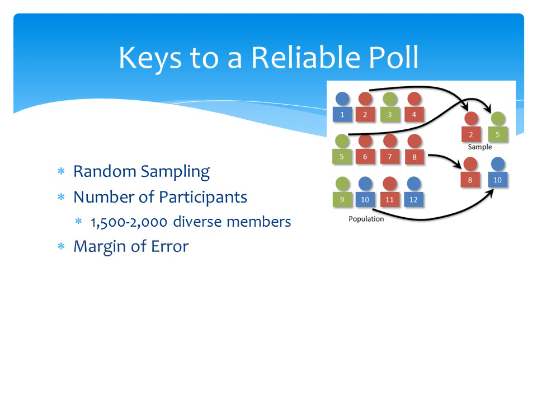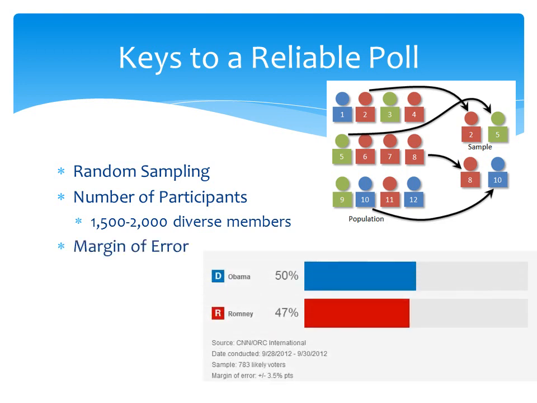Also, a good poll will tell you what it got wrong by telling you the margin of error. A margin of error that exceeds plus or minus 3 tends to be not the most reliable.